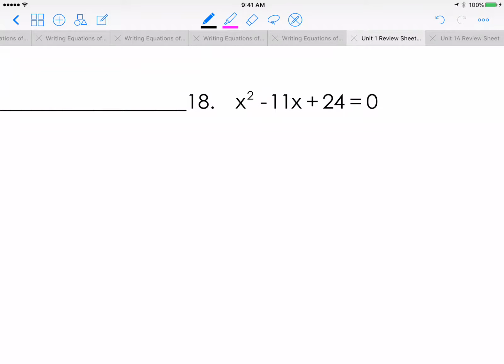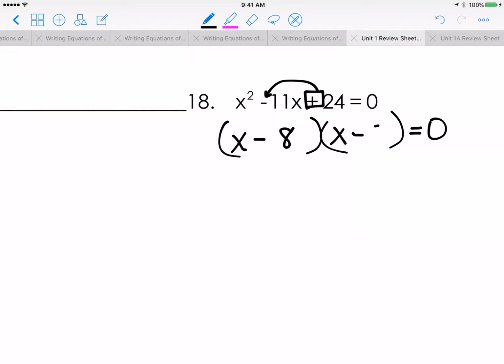Okay, 18. So on this one, we don't have a GCF. It's 3 terms. A is equal to 1, so we factor. So factors of 24 that are going to add to give you negative 11x. Well, to do that, they have to be same signs, and they're both going to be negative. So factors of 24 that are going to add to give you 11 will be a negative 8, and a negative 3 will give you a negative 11.